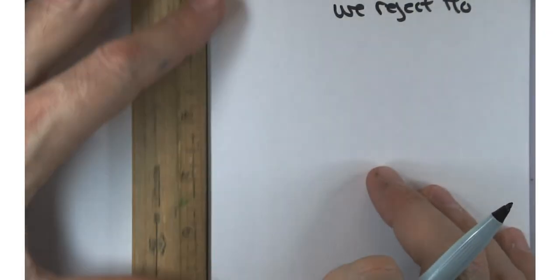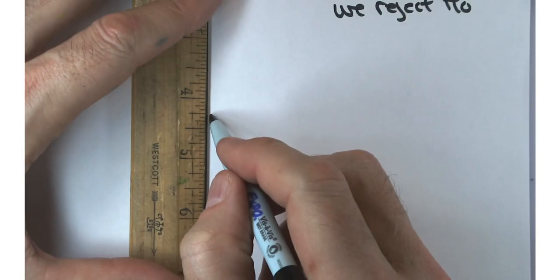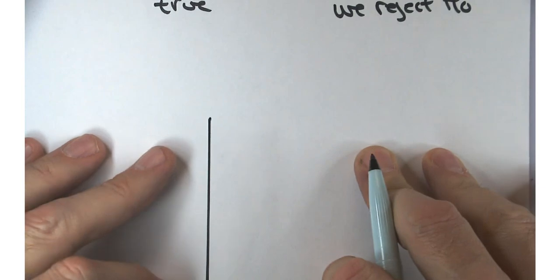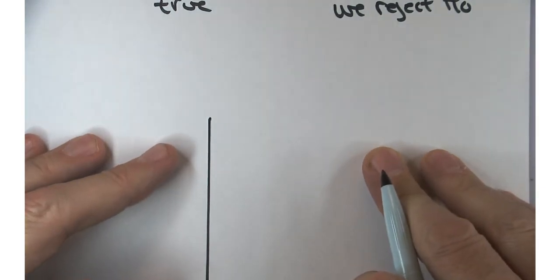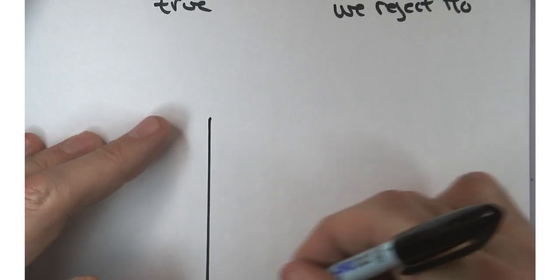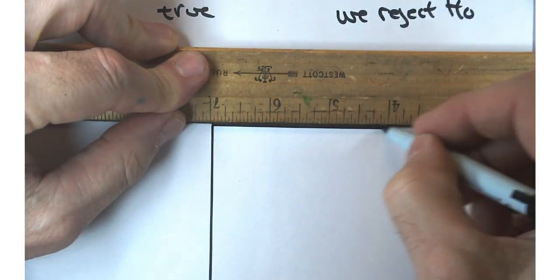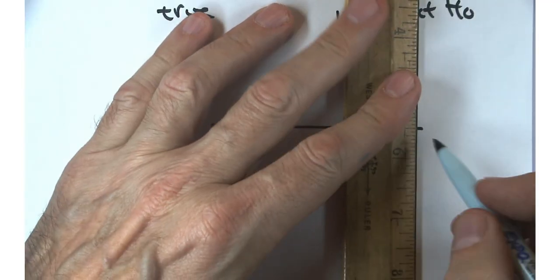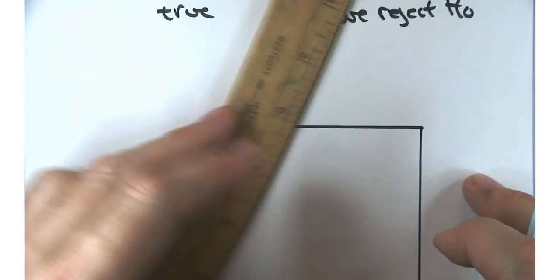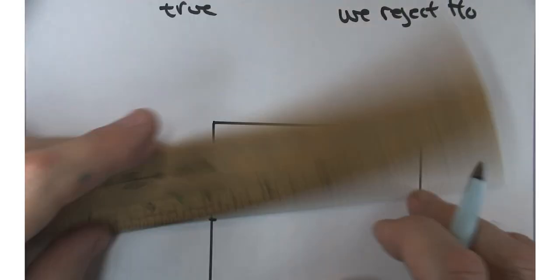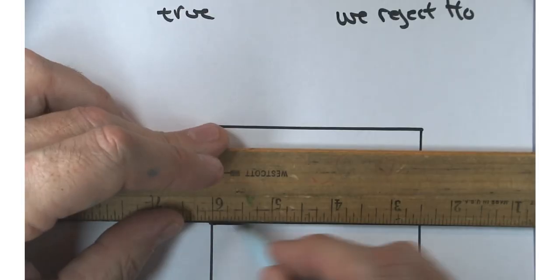I'm going to draw myself a little box. This is going to be a little 2x2 box of the different things that can happen when we start looking at a hypothesis test. Leave yourself a fair amount of room here. It doesn't have to be perfect.